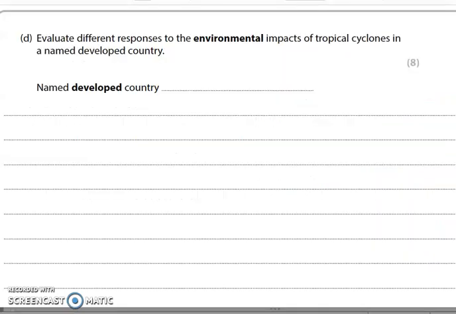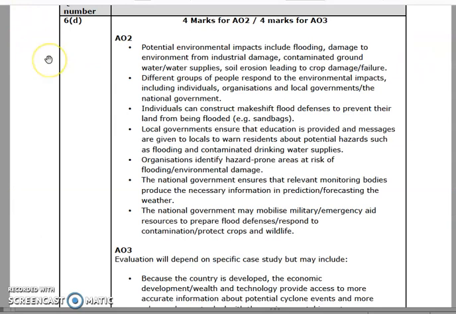So you've seen that information there. Now it's your turn to have a go at answering this question. Remember, set yourself a time limit of 10 minutes maximum for this. Have a go.